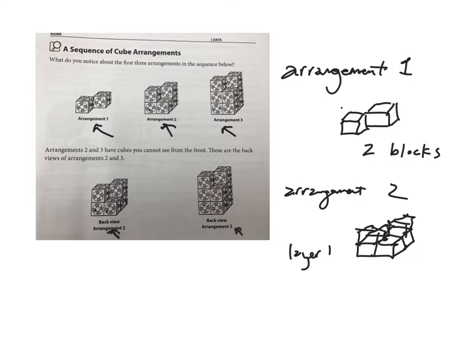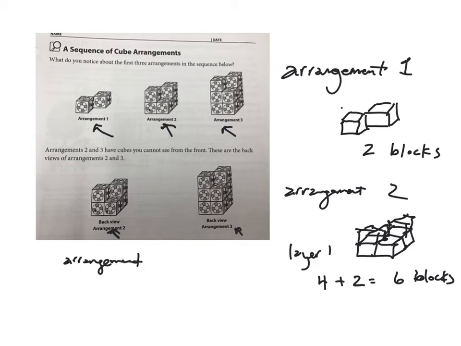So it's the arrangement 1 just on top of that layer of 4. So we look at how many blocks this would take and we say, okay, there are 4 blocks on the bottom and there are 2 blocks on that top layer, giving us 6 blocks in this arrangement. Okay, so arrangement 3 now, we add another layer.